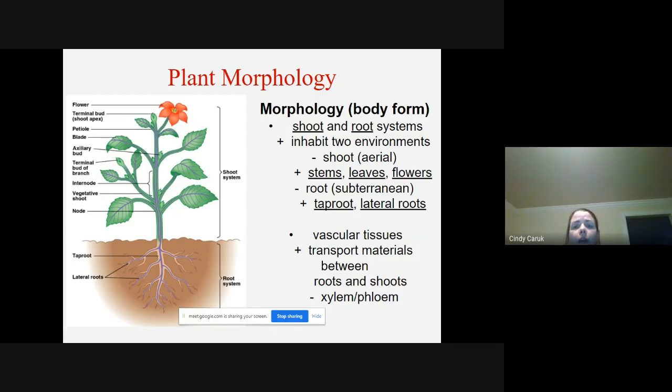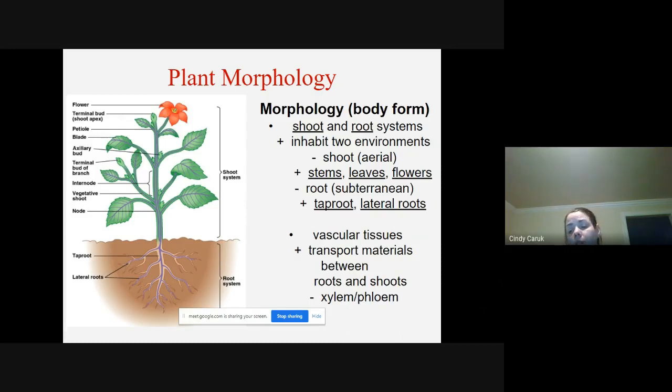So we're looking first at plant morphology. Morphology is referring to body form. And so plants have two organ systems. One is the shoot, the other is the root, just like you have organ systems. And the shoot is their stems, leaves, and flowers. The roots are anything below the ground, subterranean. So we can have tap roots, we can have lateral roots.